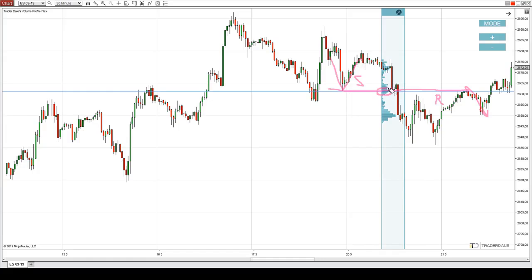Then it creates a very nice volume cluster within a little rotation inside a strong downtrend. Alright, this is really a nice looking trade. I would say sort of an ideal trade. Alright, so this was the trend setup.